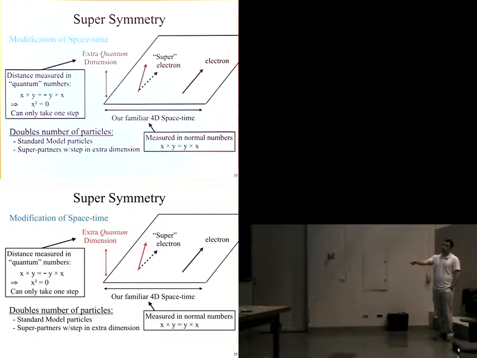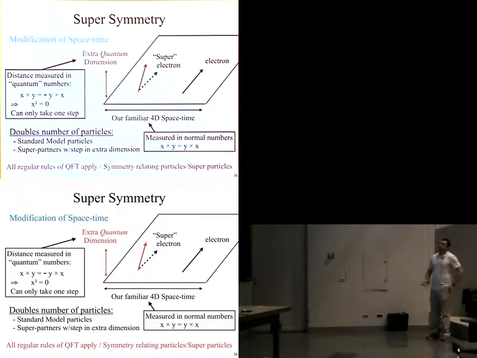Okay, so it's interesting that this doubles the number of particles in the theory, right? You have the standard model particles, things that propagate in our familiar four-dimensional space-time, but you also have their superpartners. These are particles propagating with one step in this extra dimension. So it's very similar also to the solution of the problem associated with the electric field of the electron, having to double the particles in the world.